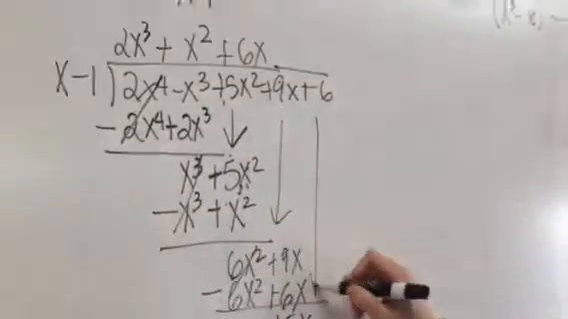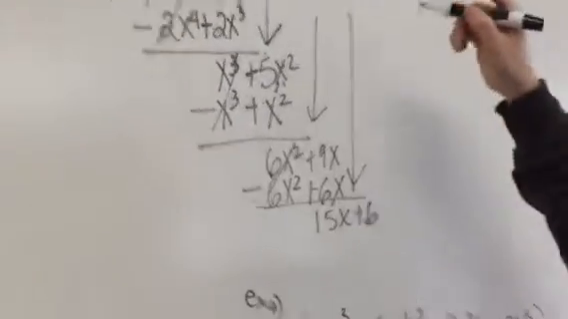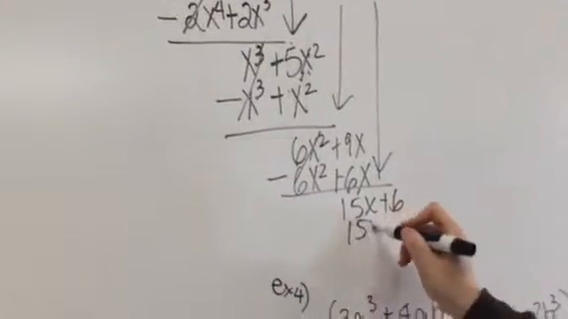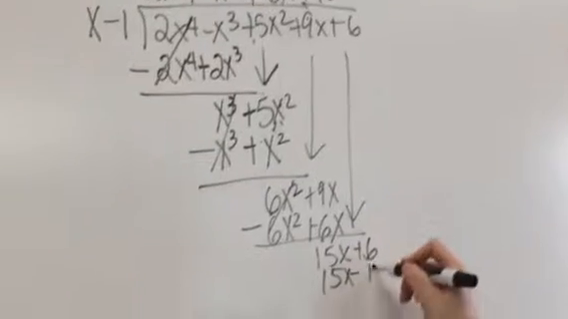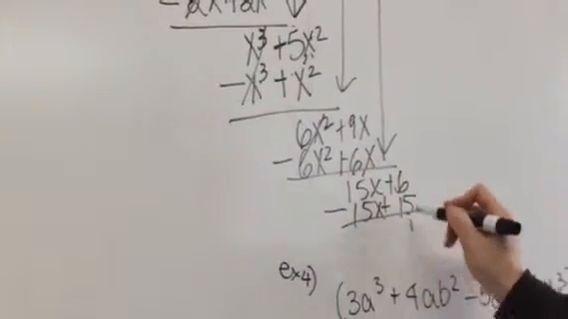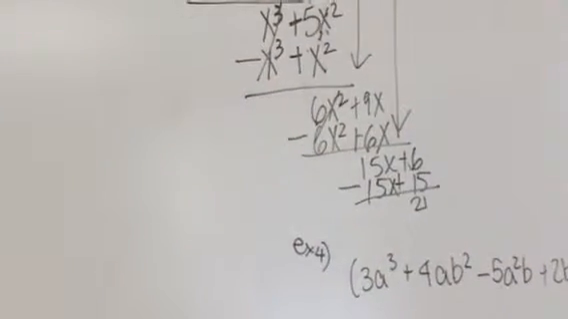15x. Bring down your 6 plus 6. So now I'm going to do plus 15. 15 times x is 15x minus 15. Change your signs. And my final answer is this, remainder 21.